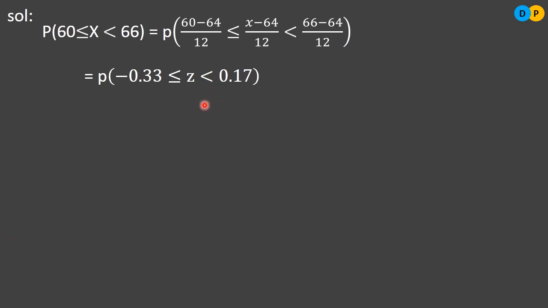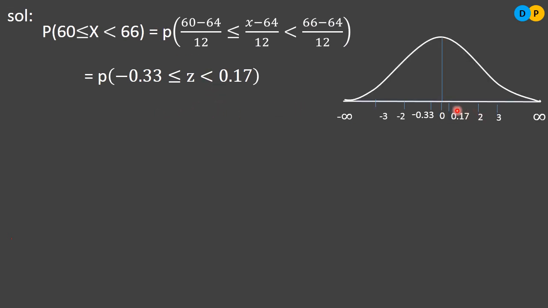Please notice this. We need to find this area. It lies between minus 0.33 and 0.17. So this is the shaded area we need to find. What is this particular area? We need to find it out. So the area from minus 0.33 to 0.17. How to find this area?